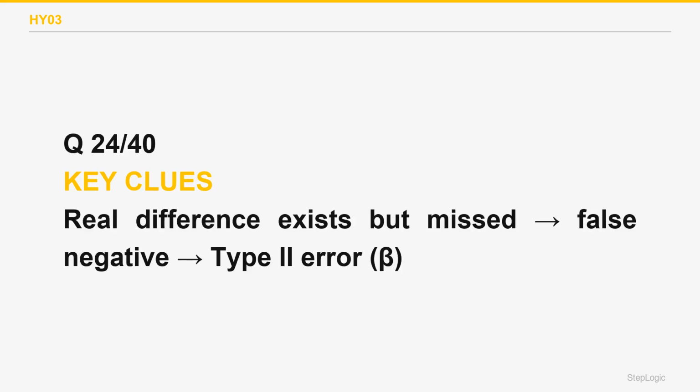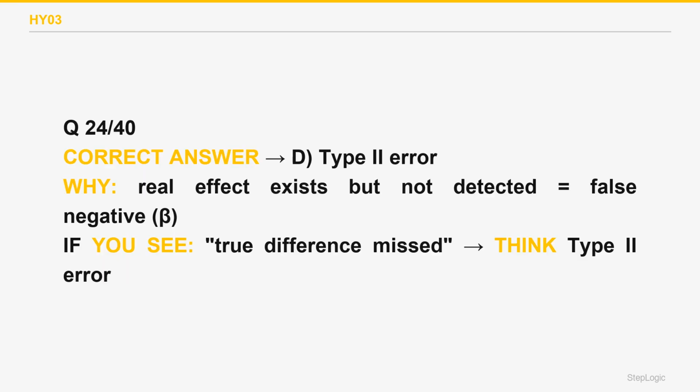A type II error is a false negative, failing to reject the null hypothesis when a real difference actually exists. Here, the drugs truly differ, but the study missed it and wrongly called them equivalent. Its probability is beta, and it is most often caused by too small a sample, low power. The correct answer is D.